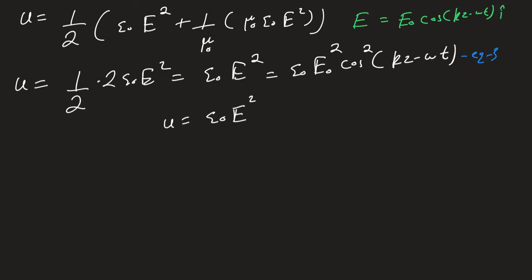And why is this cool? The reason this is really cool is that, you see, the electric field contribution originally was half epsilon naught E squared. The magnetic field contribution was half 1 over mu naught B squared. But when you add those, what you find is that both the electric field and the magnetic field contribute equally in the amount of energy in the electromagnetic field.